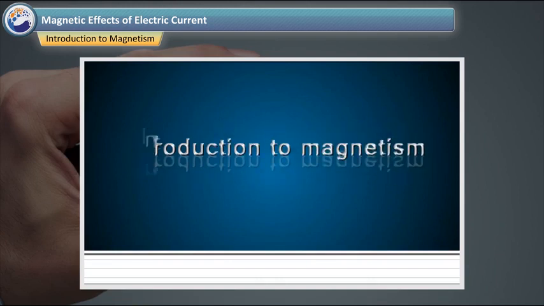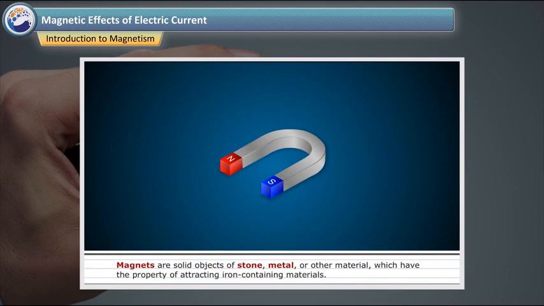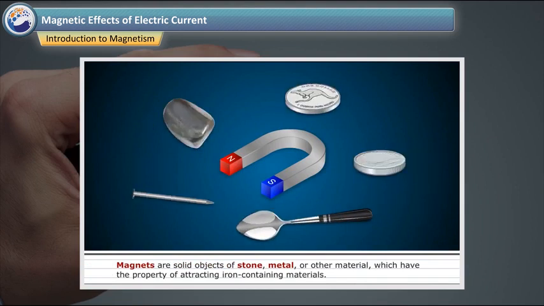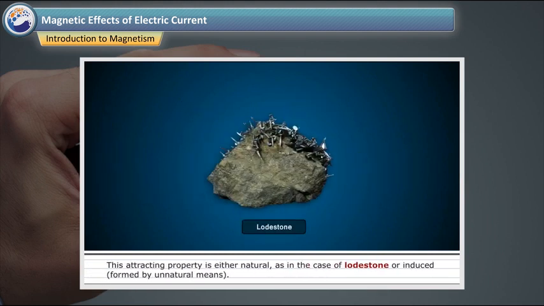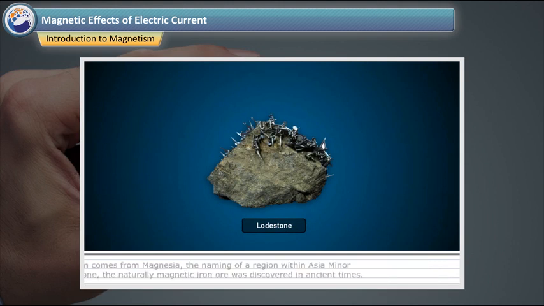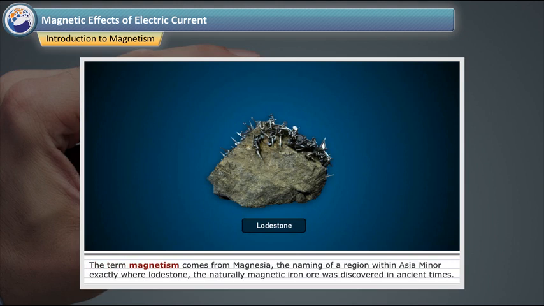Introduction to magnetism. Magnets are solid objects of stone, metal, or other material which have the property of attracting iron-containing materials. This attracting property is either natural, as in the case of lodestone, or induced, formed by unnatural means. The term magnetism comes from Magnesia, the name of a region within Asia Minor where lodestone, the naturally magnetic iron ore, was discovered in ancient times.